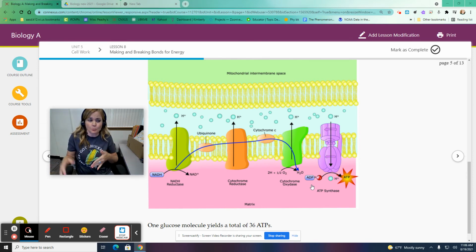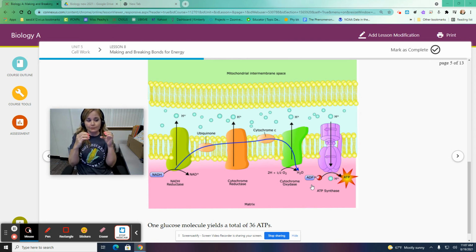So that's way simpler than the lesson gave you, even though I know it's still complex. But let's go through it again. So you've got your glycolysis, where glucose is split apart. That's the point of glycolysis. It happens in the cytoplasm. Glucose is split into two of those pyruvates, and a little bit of ATP is made. Four total, but two net ATP are made.